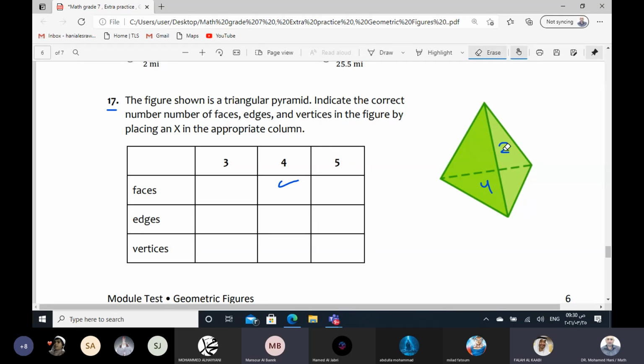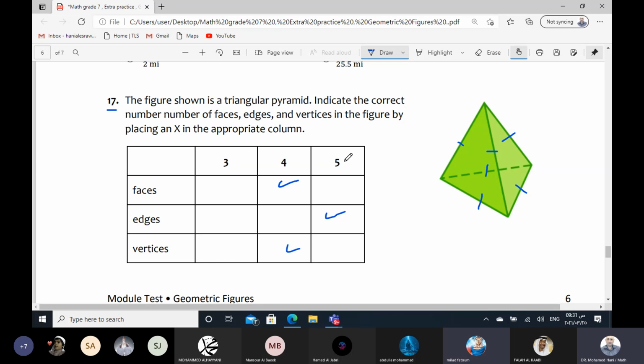And how many edges? 5. How many vertices? 4. How 5? Here, as you see, we have 1, 2, 3, and here we have 4, and here we have 5, and here we have the invisible line, we have 6.